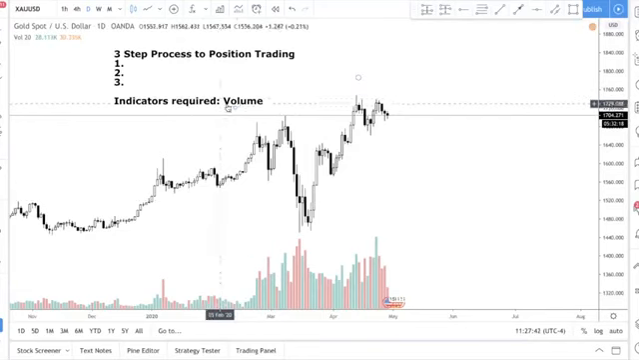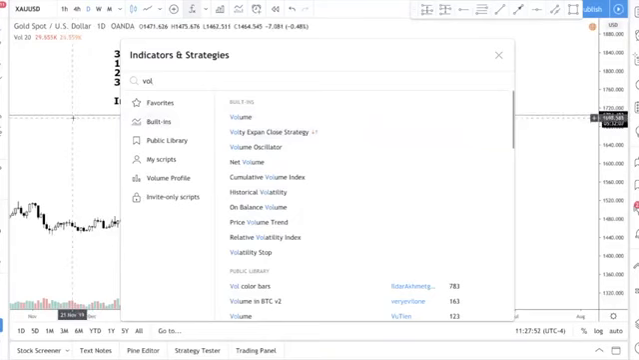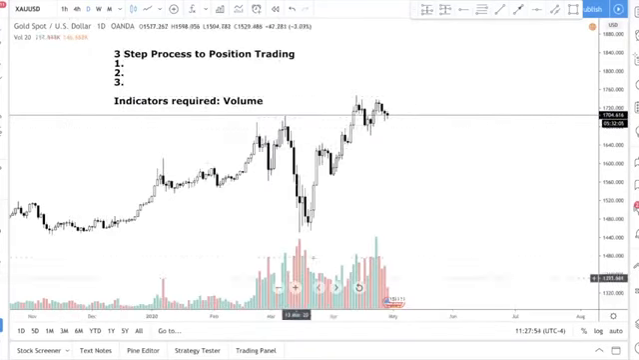So you want to add in this volume indicator. How do you do it? You come over here, indicators and strategies, and you just type volume. Pretty straightforward. You should see the volume at the bottom over here.